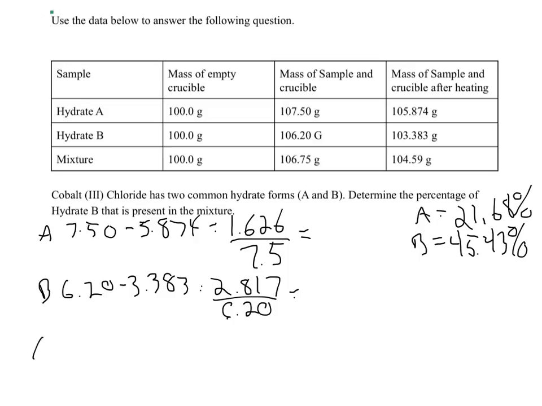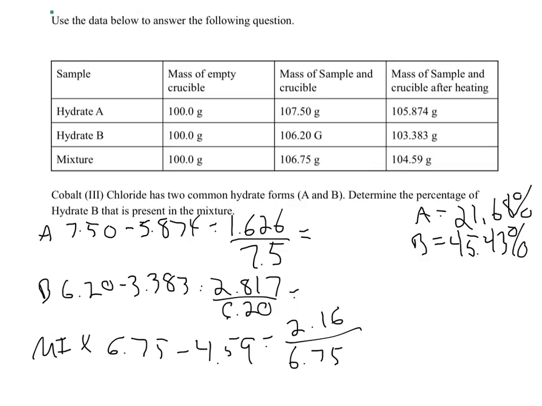And then the mix starts out at 6.75. After the water is driven away, it's 4.59, which means that there was 2.16 grams of water in the 6.75 grams that you started with. So the mix has a water content of 32%.